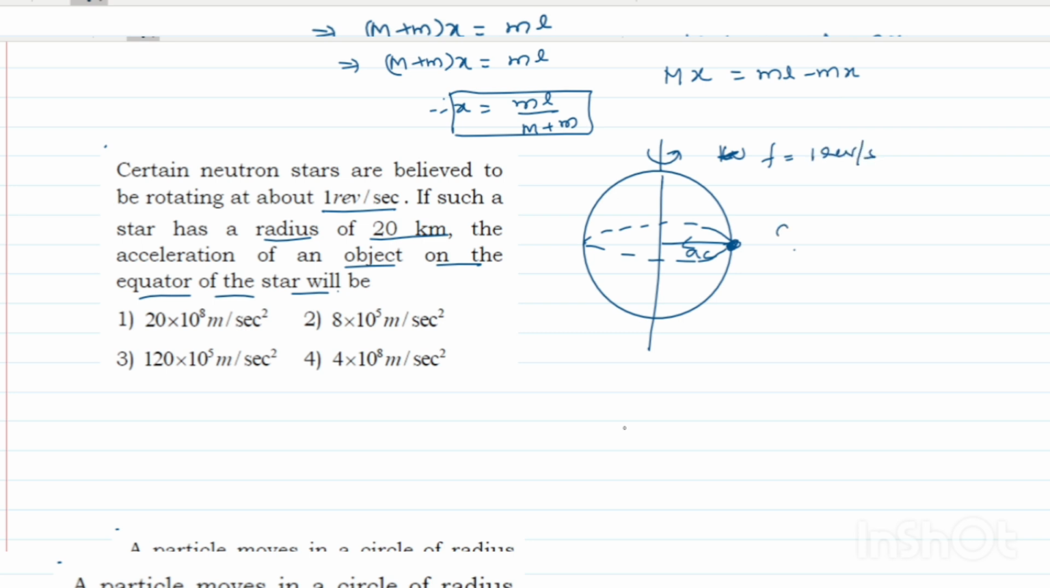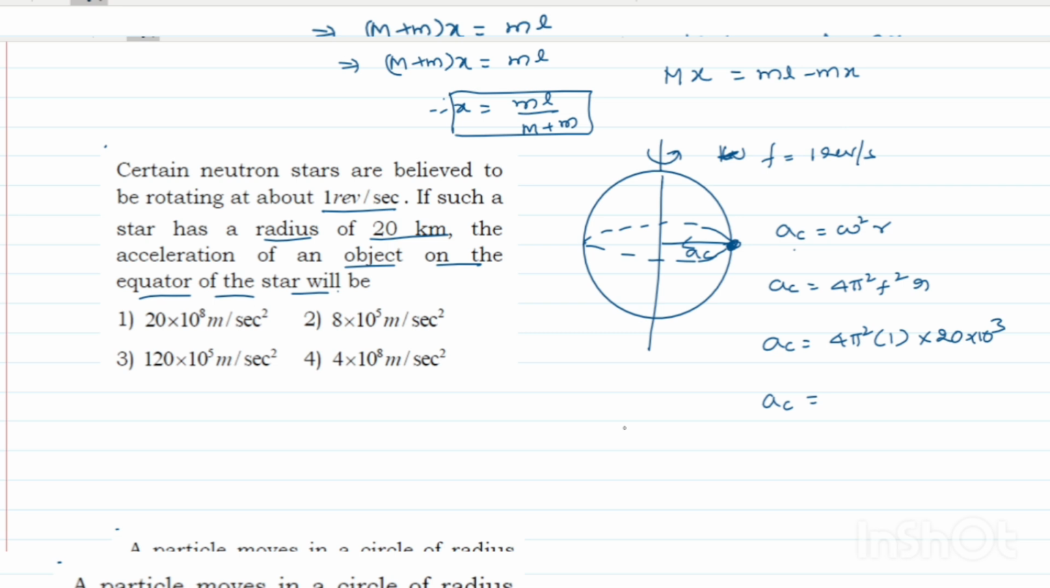Now just calculate the centripetal acceleration. The formula in terms of angular velocity is omega square r. Omega is nothing but 2 pi f, so squared it is 4 pi square f square into r. So AC will be equal to 4 pi square into f square, which is 1 revolution per second, into the radius 20 km, converted to 20 into 10 power 3. Multiplying this, 4 into 2 is 8, so AC equals 8 into 10 power 4.